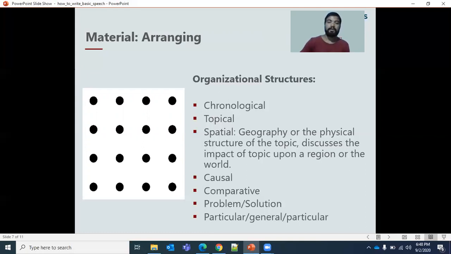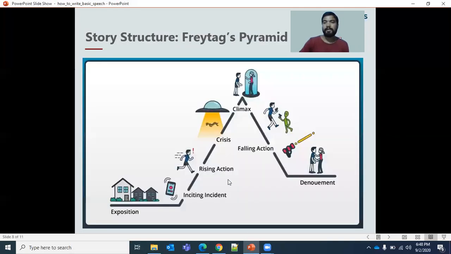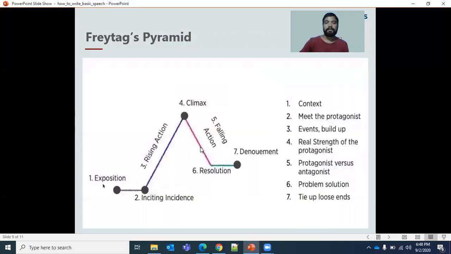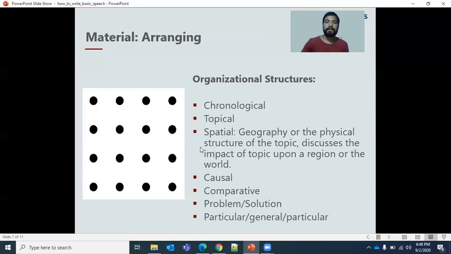Okay, now causal. In causal, for any topic, we talk about cause and effect based things. So if you are talking about the ozone layer, what is the cause of its depletion and what is the effect on humans or the earth. So this comes in causal. After that, the next one is comparative.